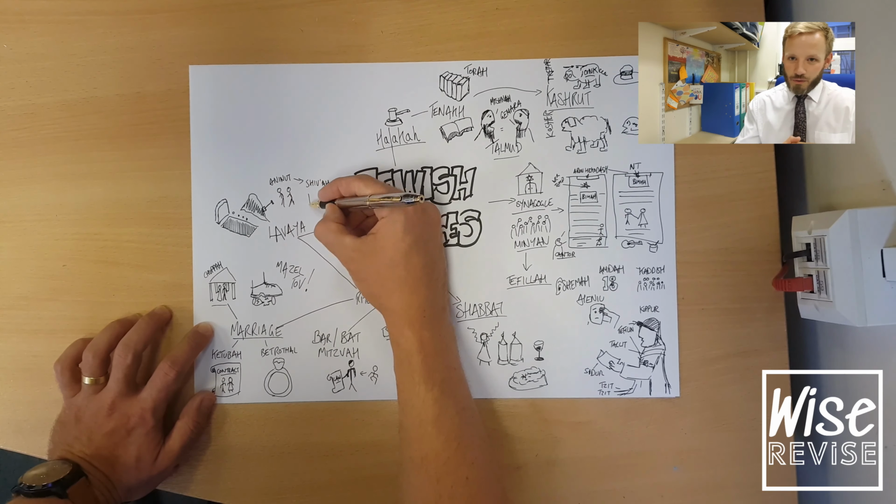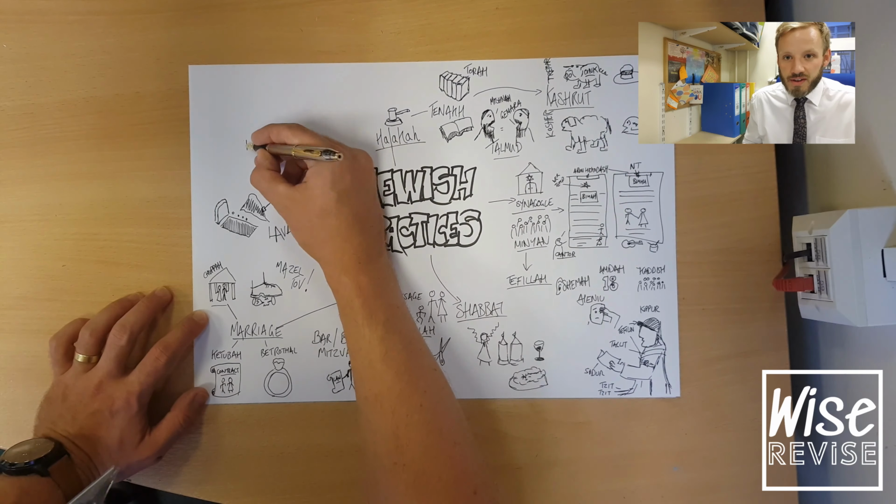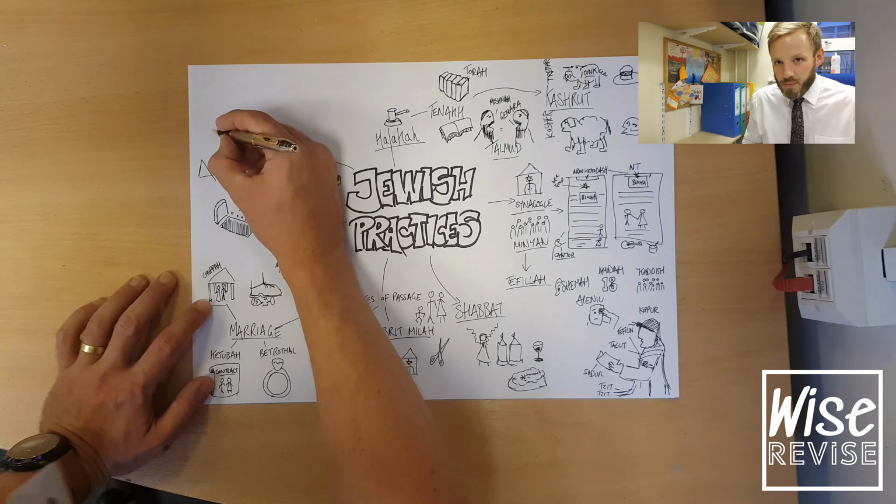At the end of life, in terms of rites of passage, we have Levaya, which is a funeral, and it's a Jewish funeral there. And you can see that we've drawn the mourners by the side, then they go through their mourning process as well.